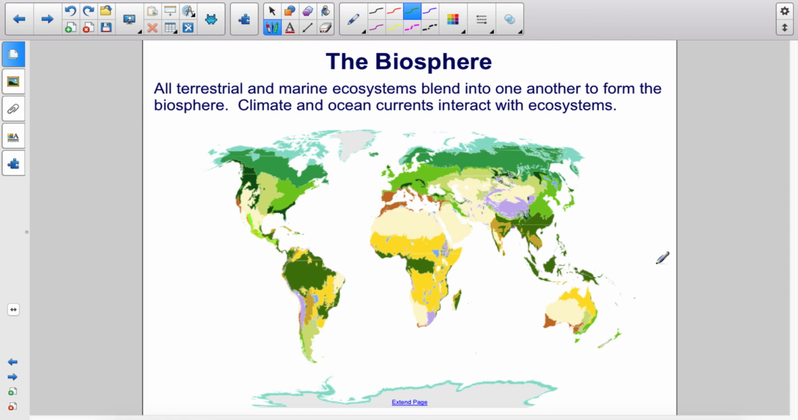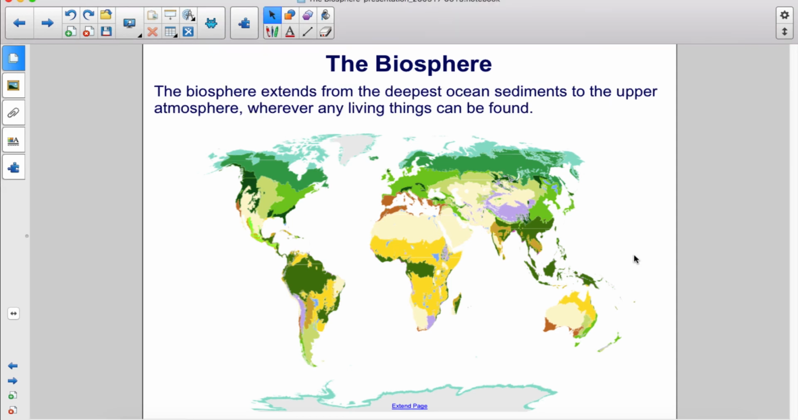All terrestrial and marine ecosystems blend into one another to form the biosphere. Climate and ocean currents interact with ecosystems. The biosphere extends from the deepest ocean sediments to the upper atmosphere, wherever any living things can be found.